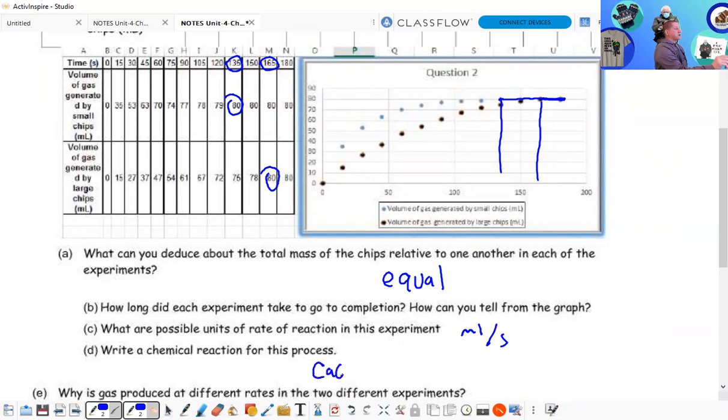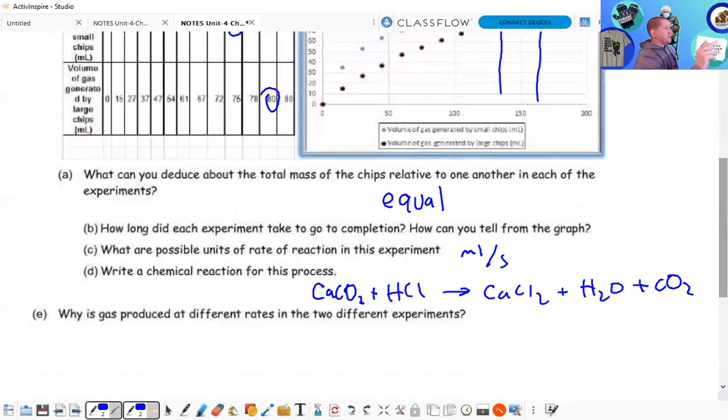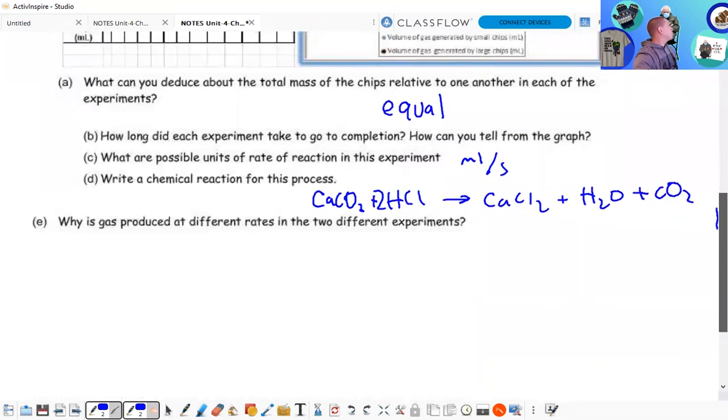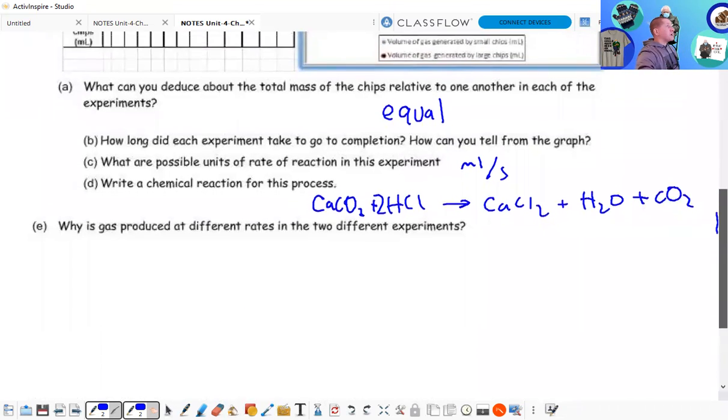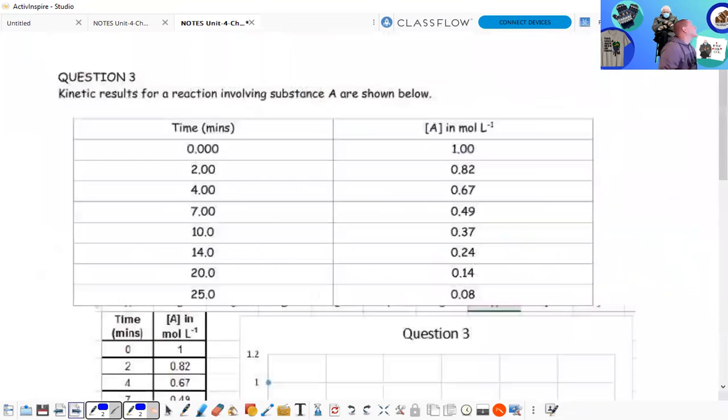And we're adding calcium carbonate chips to hydrochloric acid. So we get calcium chloride and we get H2CO3, which is H2O and CO2, remember, H2CO3. I'm not balancing it. Actually, the 2 balanced it. Why is the gas produced at different rates in the two different experiments? Once again, it is an understanding of the surface area, the larger chips versus the smaller chips.